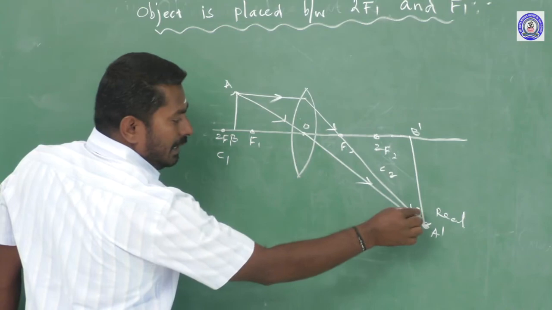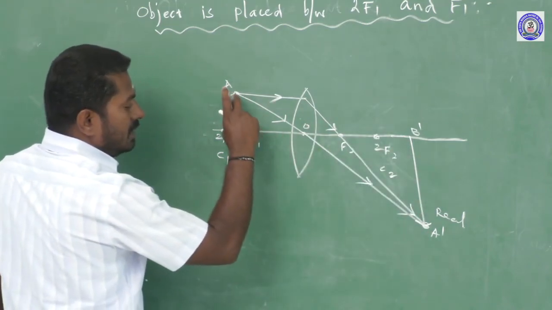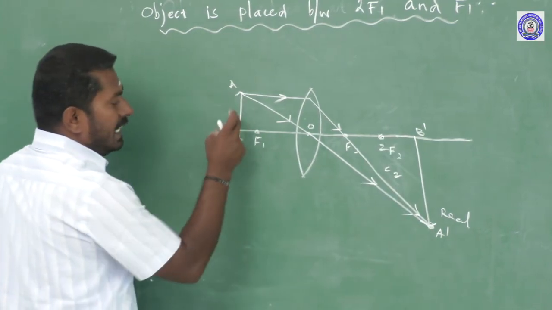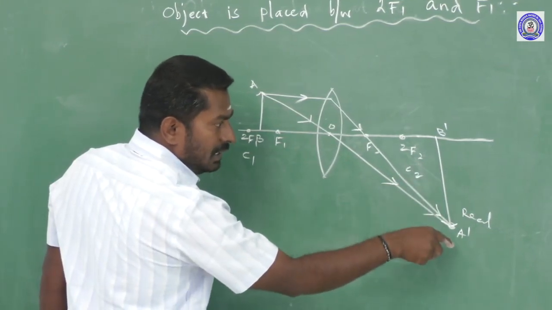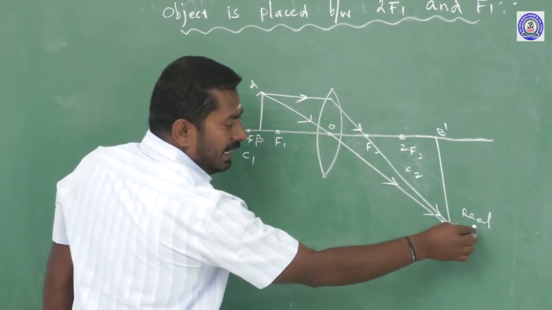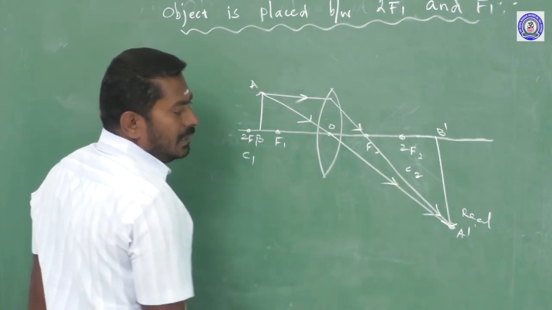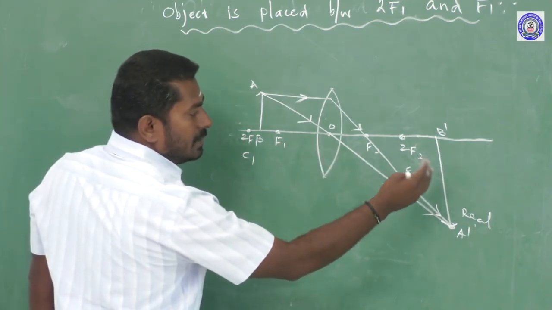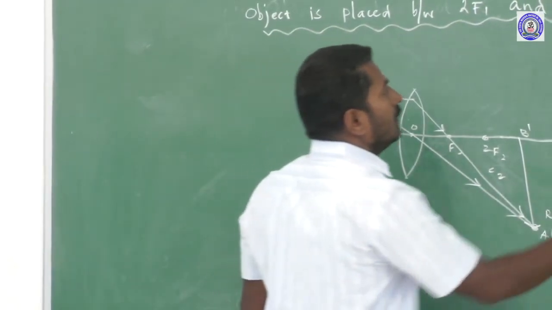So it is an enlarged image. When we compare the size of the image and the size of the object, the size of the image is larger than the size of the object. It is a real, inverted image. A real image is entirely due to the actual intersection of two refracted rays. The image is attained on the other side of the lens beyond the 2F2 point.